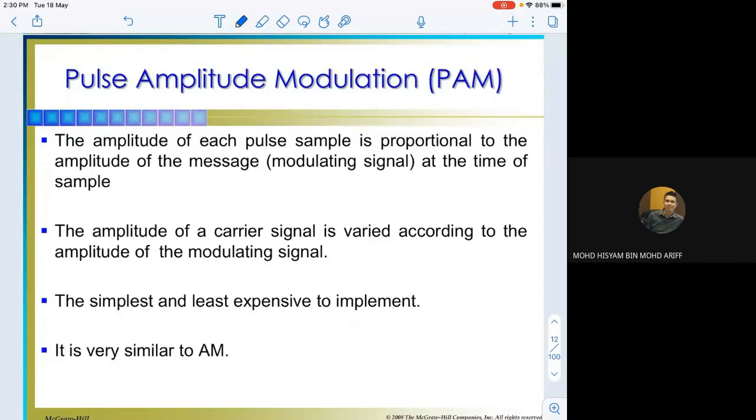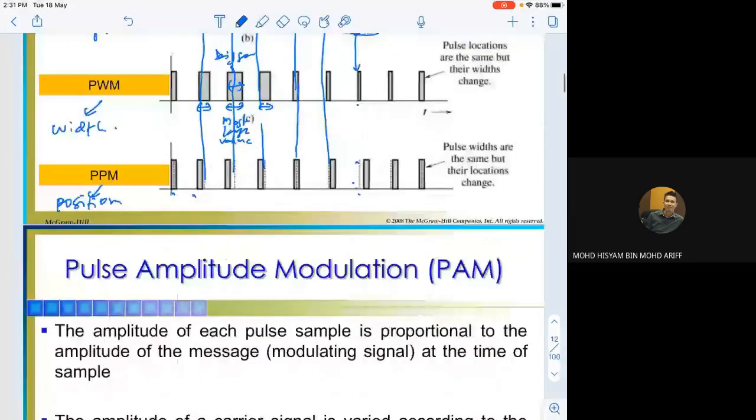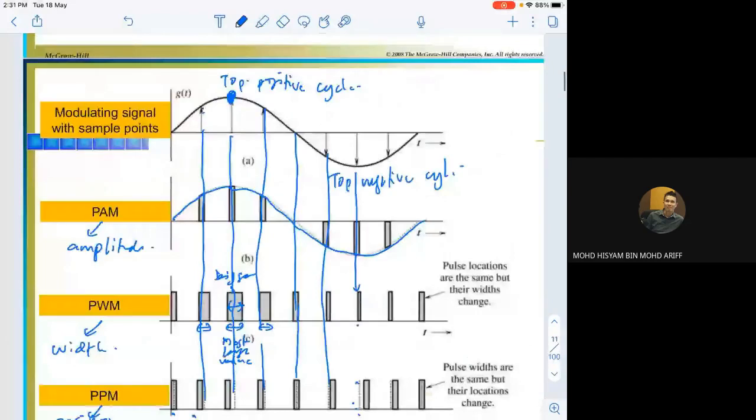Now we go to the characteristics of pulse amplitude modulation. The amplitude of each pulse sample is proportional to the amplitude of the message at the time of sample. If you don't understand this, you can go back here and look at the figure again. Sometimes students don't understand this explanation, so go back to here and you will understand what happened.